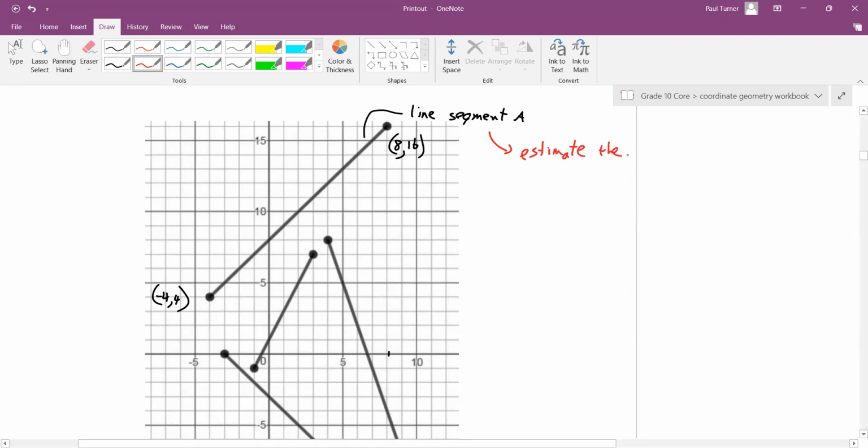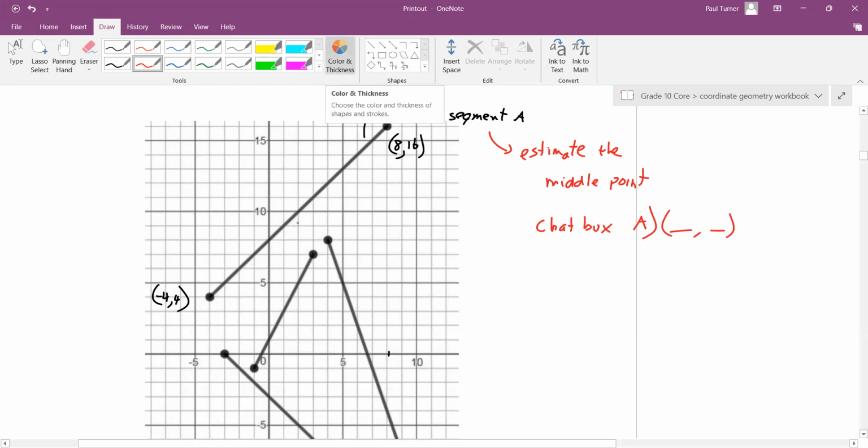Estimate the middle point. So if you think you know the middle point, you can put in the chat. So chat box, line segment A. So let's call it A. And put in what you think are the coordinates of the middle point of this line here. Can you look and estimate and tell me the coordinates of A? So you can put that in the chat box.